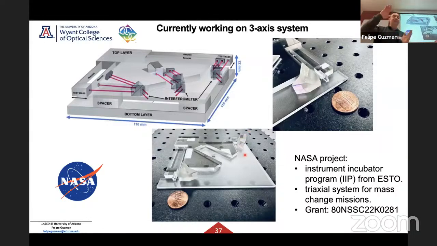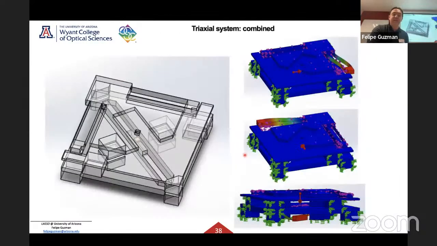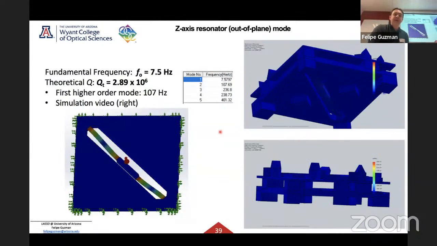There's still one axis left that we need to measure. We conceived that as a drumhead resonator that you can see here. This is the X, the Y, and the drumhead resonator is a completely different topology. But we were able to design it with very similar characteristics in terms of resonance frequency, mechanical losses, and so on.